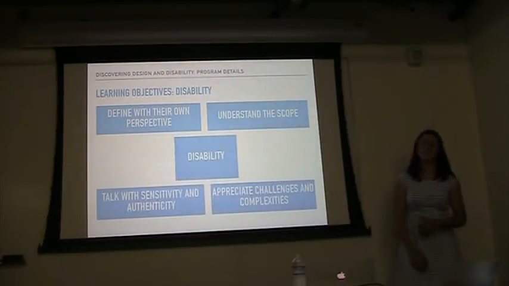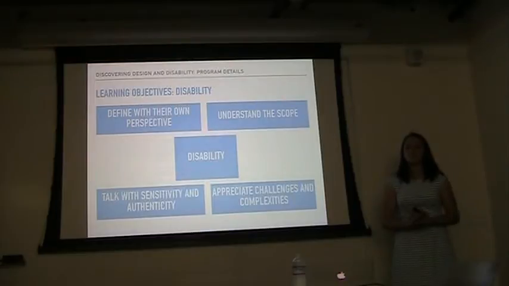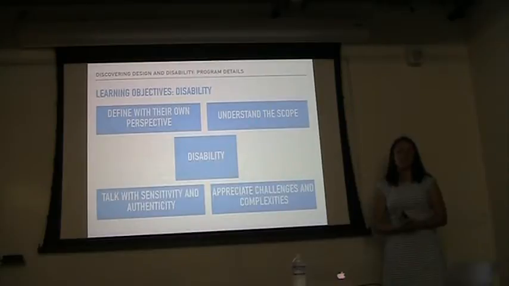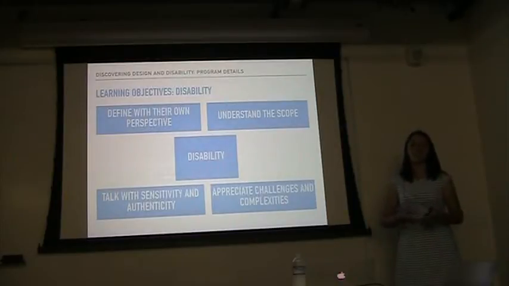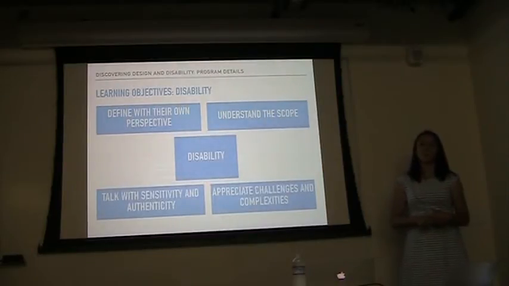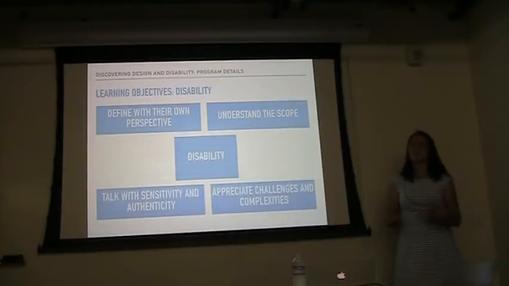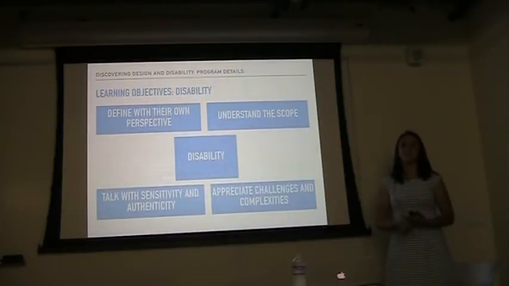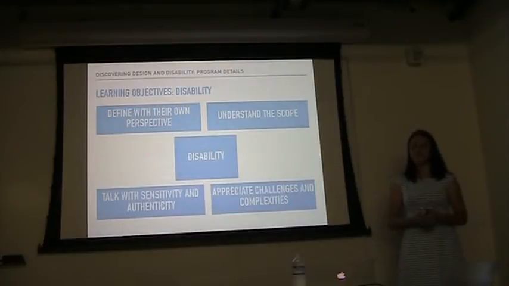The second category is disability. So I really want students to be able to develop their own authentic perspective about disability, to be able to define it in their own words, to be able to understand the scope of disability in their specific community, as well as in our country and around the world. I want them to be able to talk, and not only talk, but think about disability with an appropriate level of sensitivity and authenticity. And then finally, to appreciate the challenges of living life with disability, as well as the complexities that disability brings to the society, such as ethical issues related to disability.